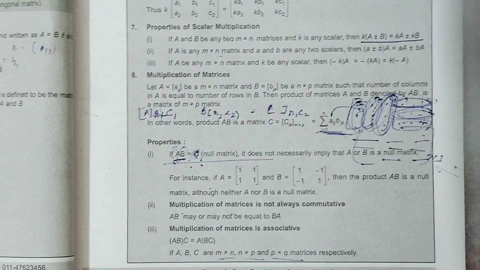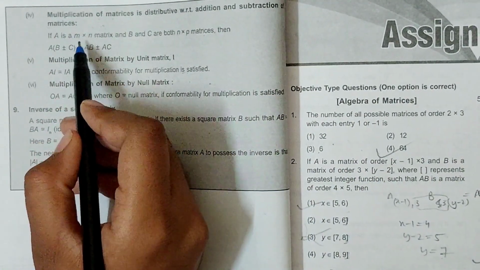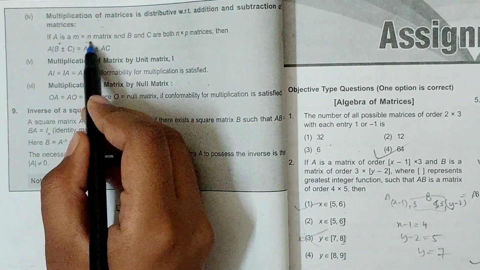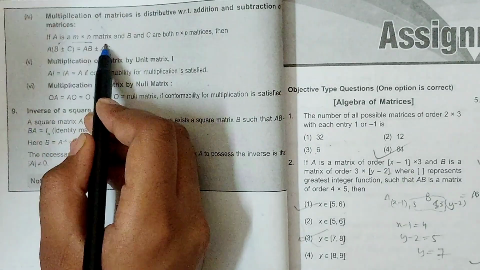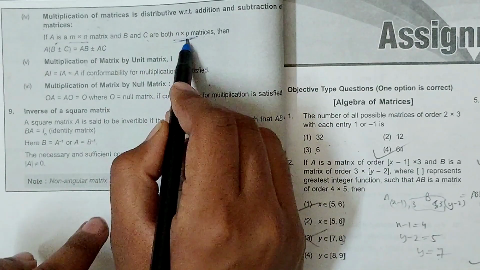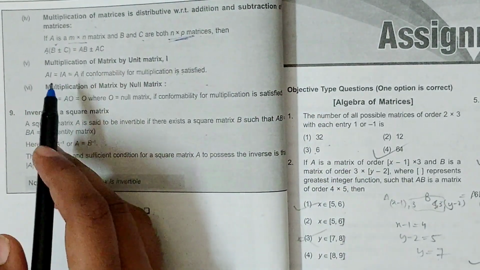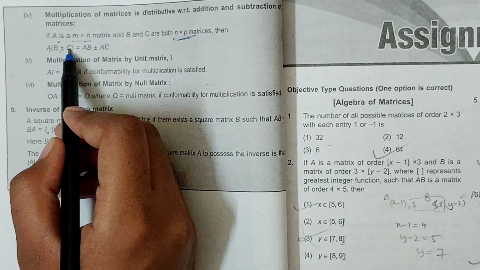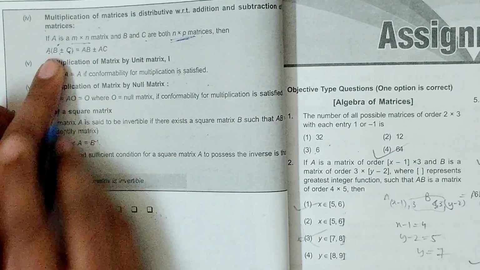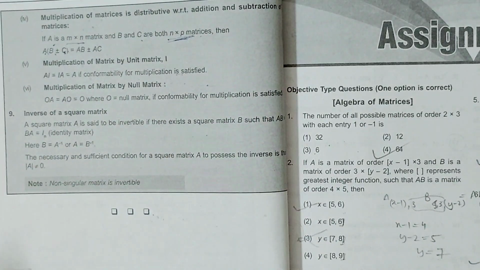Both will be correct. One more property we have is that multiplication of matrices is distributive. Suppose the order of matrix A is this, and B and C both have this same order. Then you can use the distributive property. For B plus C, they should have the same order, because for addition it's necessary that both orders should be the same.